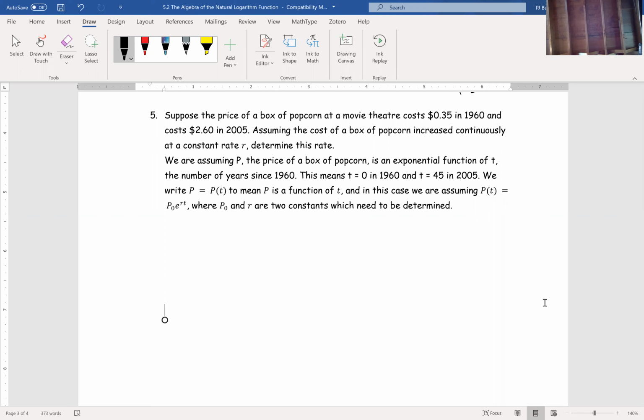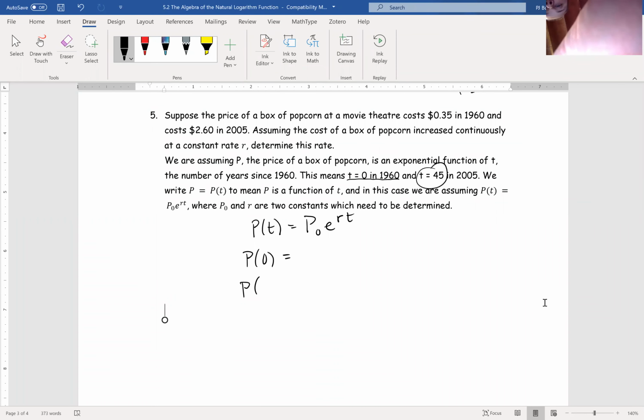And we did that last time, right? We had the PERT formula, P0 times e to the rt. We have to solve for P0 and r. Notice it says t equals 0 is representing 1960. So we need this equation. We need P of 0, and we need P of 45.